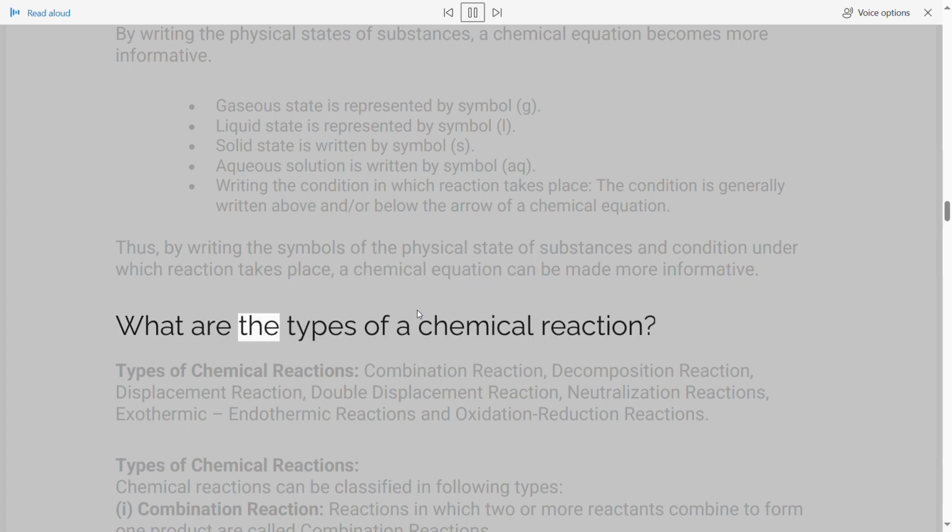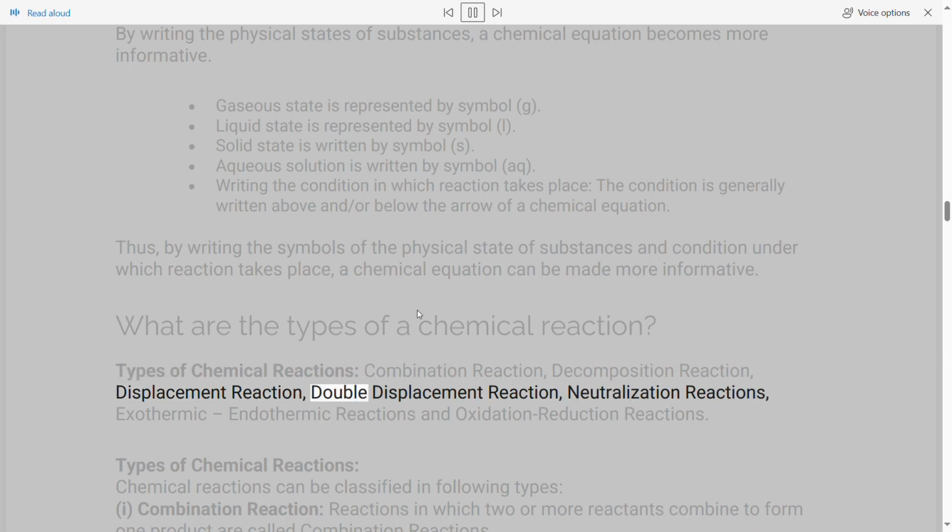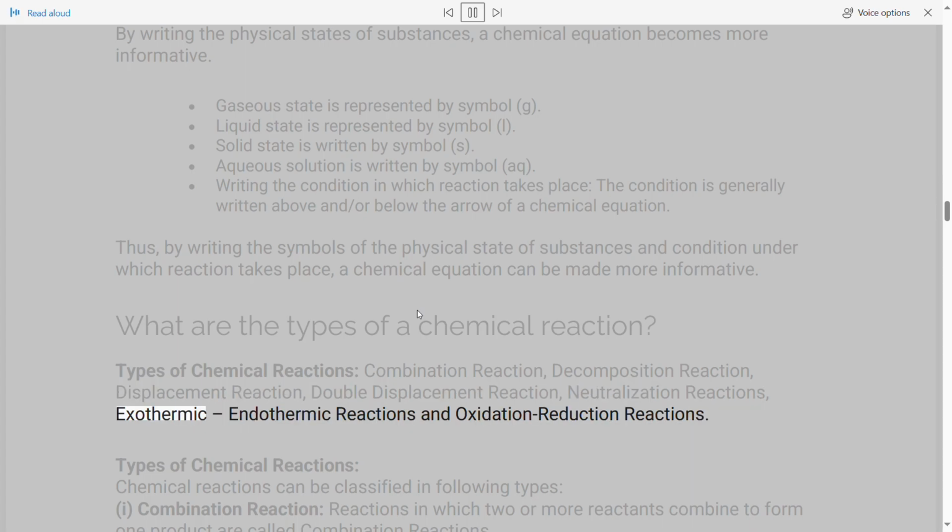What are the types of chemical reactions? Types of chemical reactions: combination reaction, decomposition reaction, displacement reaction, double displacement reaction, neutralization reactions, exothermic and endothermic reactions, and oxidation reduction reactions.